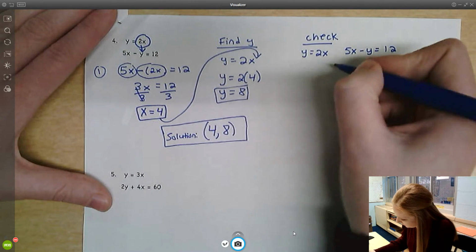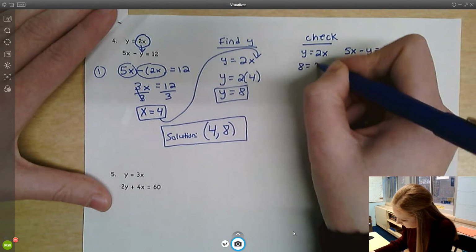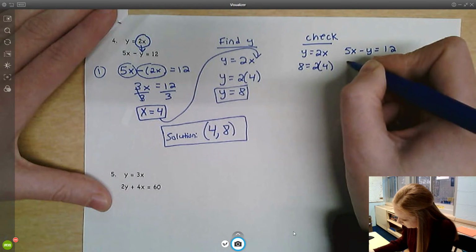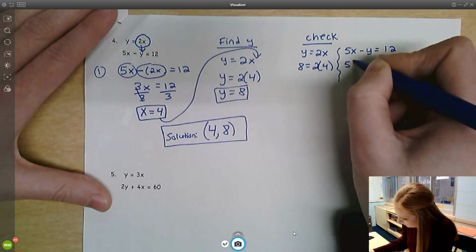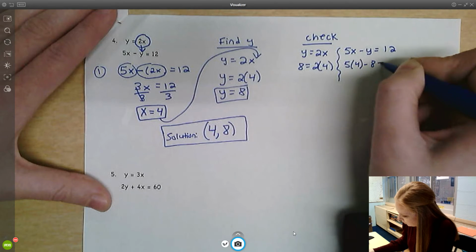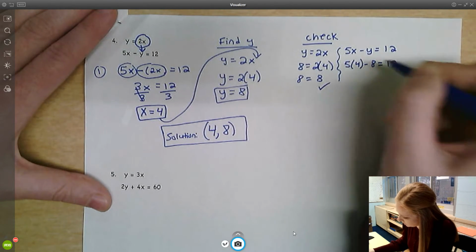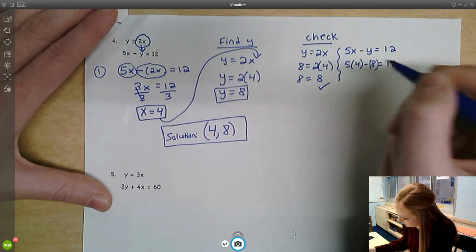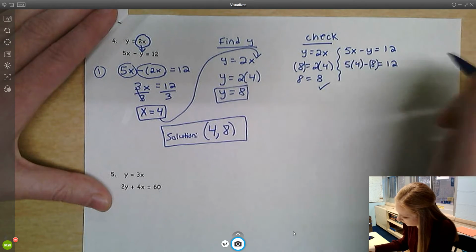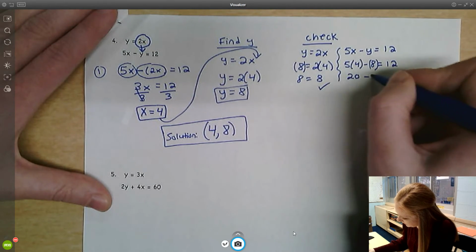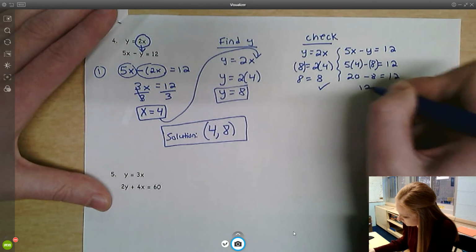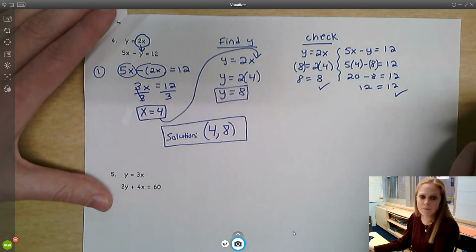Plug in 4 for x and 8 for y. Again, plug in 4 for x and 8 for y. 8 equals 8, check. Just use parentheses just to show we're plugging in. 20 minus 8 equals 12. Yes, 12 equals 12, check.